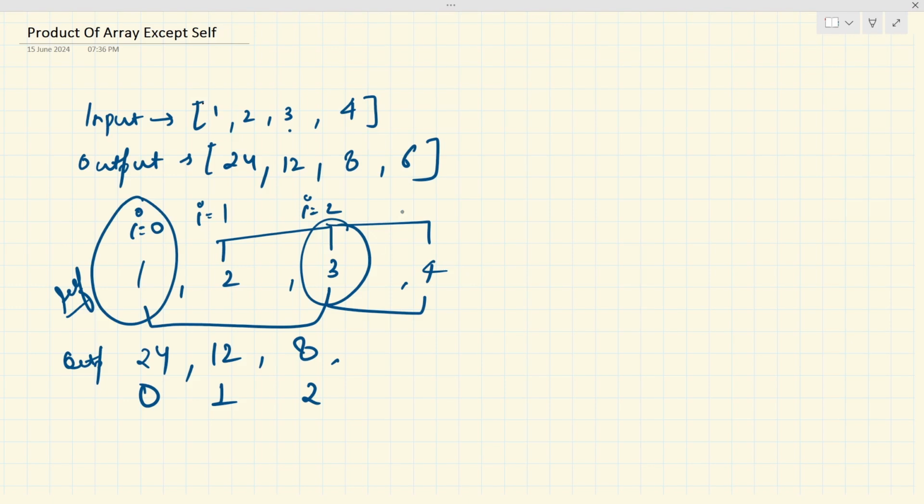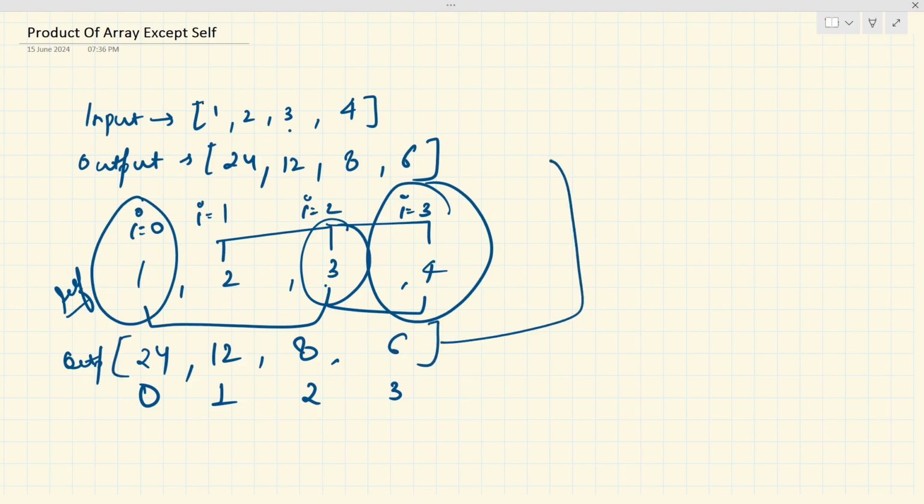And after that we have I is equal to 3. So we have to leave the third index value, which is 4, and multiply 3, 2 and 1. If you multiply this you get the answer, which is 6. So our final output is 24, 12, 8 and 6. Here you can see that our answer successfully matches the output given by the question. I hope you understand how we have to solve this question.